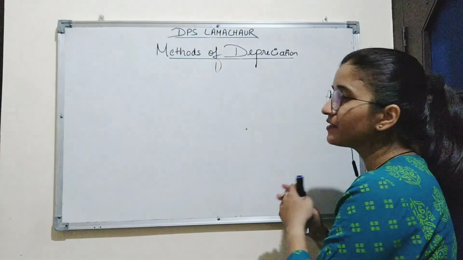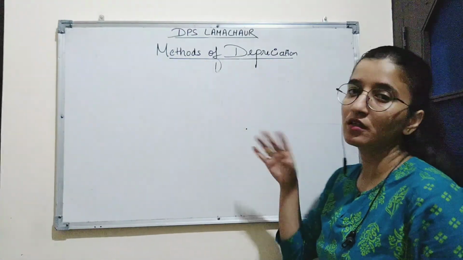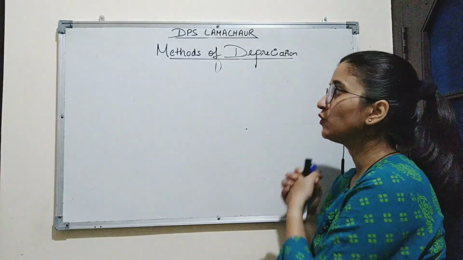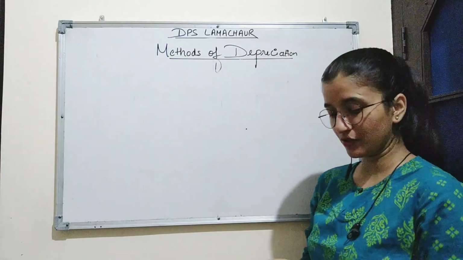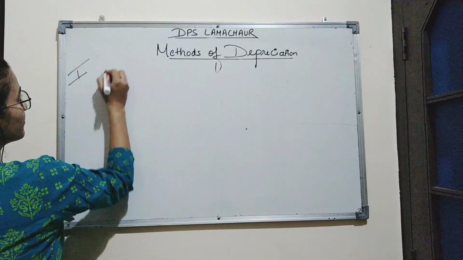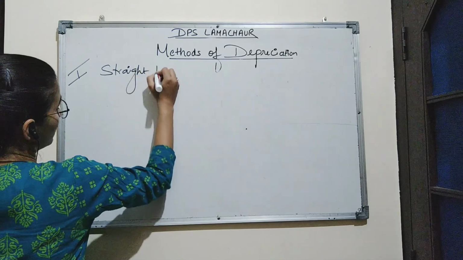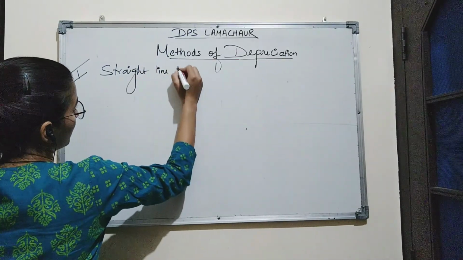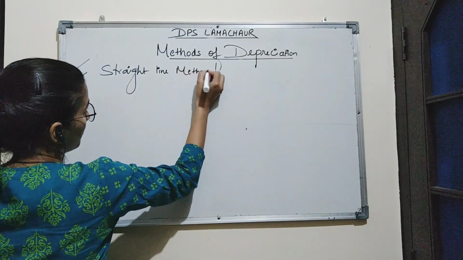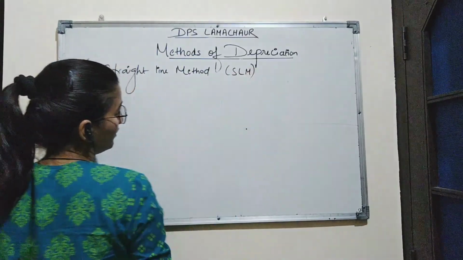So we have discussed the methods of recording depreciation. Now we will discuss the methods of depreciation. There are two methods for calculating depreciation. The first method is the straight line method. It is also called the SLM method.